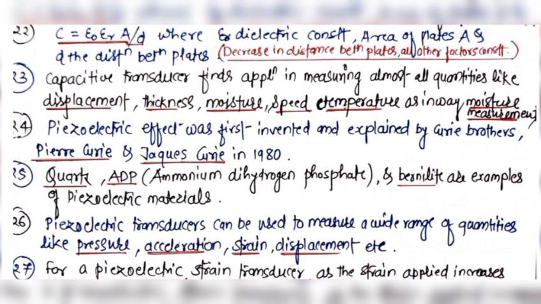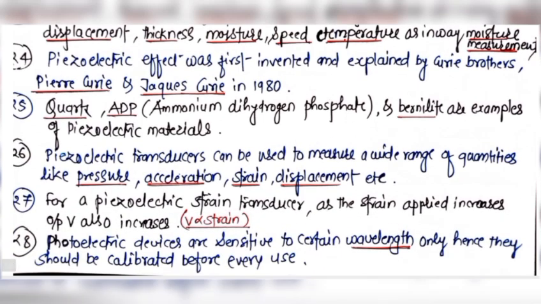Piezoelectric effect was first discovered and explained by the Curie brothers, Pierre Curie and Jacques Curie, in 1880. Quartz, ADP (ammonium dihydrogen phosphate), and Rochelle salt are examples of piezoelectric materials. Piezoelectric transducers can be used to measure a wide range of quantities like pressure, acceleration, strain, and displacement. For a piezoelectric strain transducer, as the applied strain increases, the output voltage also increases. Voltage is directly proportional to the strain.